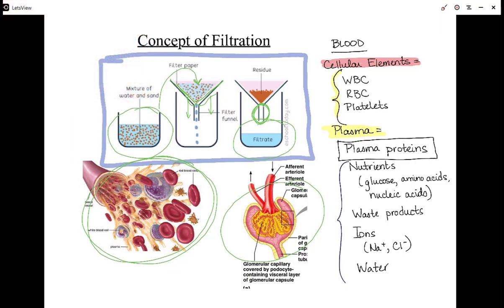Generally, everything that I am bracketing there is going to make it through and be in the filtrate, so it's going to be filtered out. So let's take a look at what that is. If we think about our 4 classes of biomolecules, we have glucose, amino acids, and nucleic acids, and also lipids.